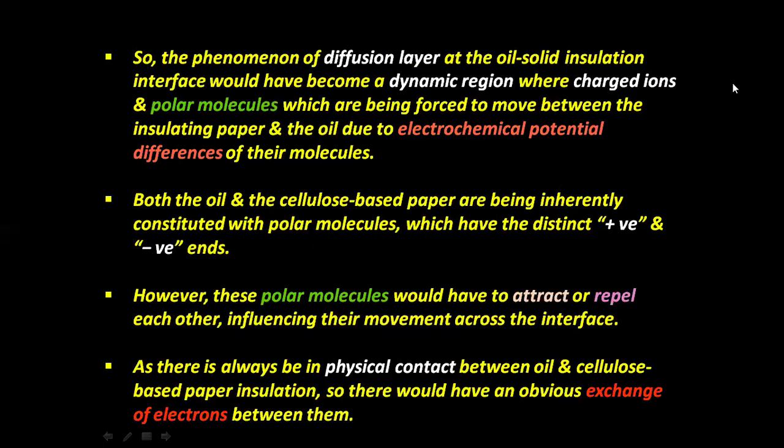Most important, both the oil and the cellulose-based paper are inherently constituted with polar molecules which have distinct positive and negative ends, dipoles. These polar molecules attract or repel each other, influencing their movement across the interface. As there is always physical contact between oil and cellulose-based paper insulation, there would be an obvious exchange of electrons between them.